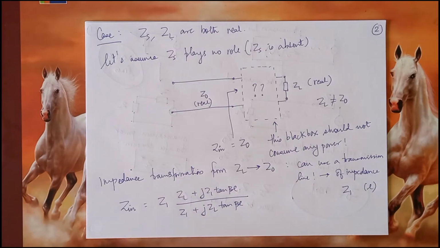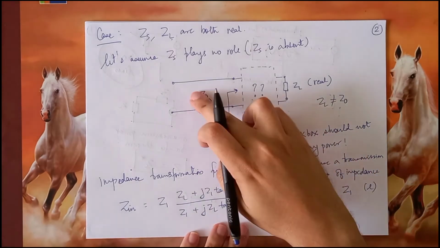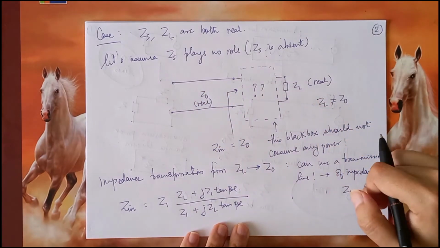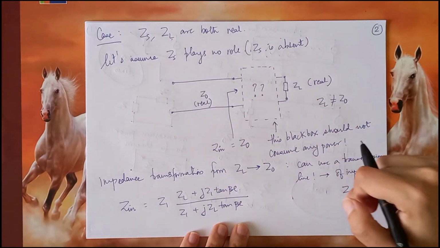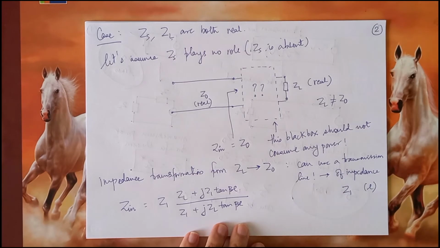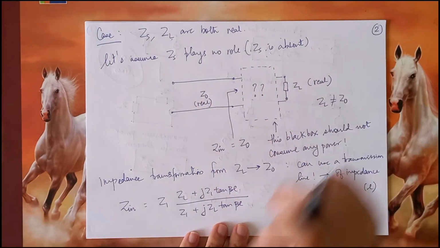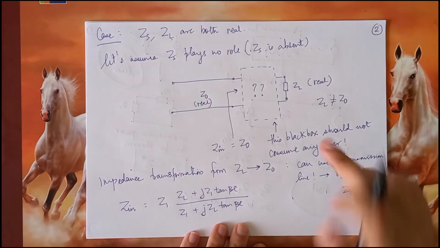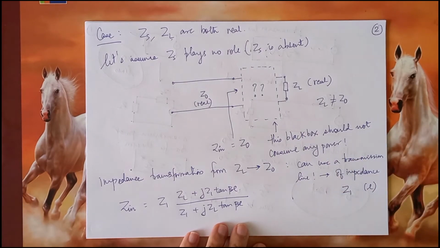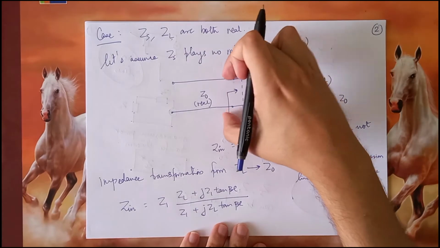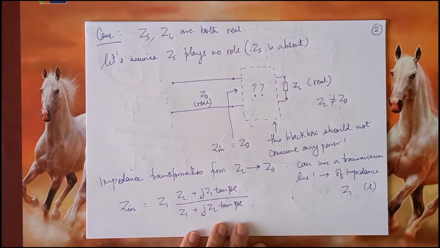Now we know that Z0, Z1 and ZL should all be real. We've already established that Z0 and ZL should be real. Now even Z1 should be real. Why? Because the moment Z1 becomes complex, this would become a lossy transmission line. We want Z1 to be lossless because it has to take the energy from here and send it to the load. So therefore even Z1 must be real.